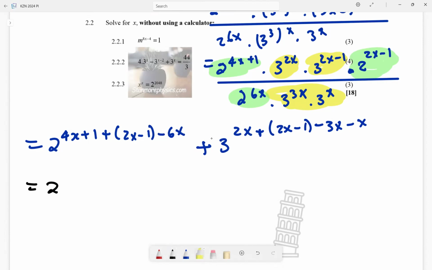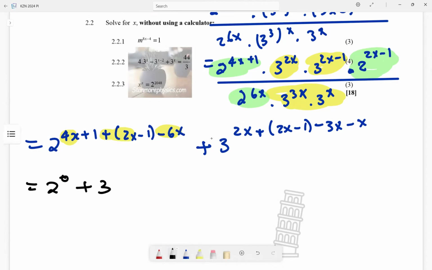Okay, can you see now? I have 4x plus 2x minus 6x. So 4x plus 2x is 6x, minus 6x is 0. Then I have 1 minus 0, how much is it? It is 0, right? So it means here I have 2 to the power of 0.